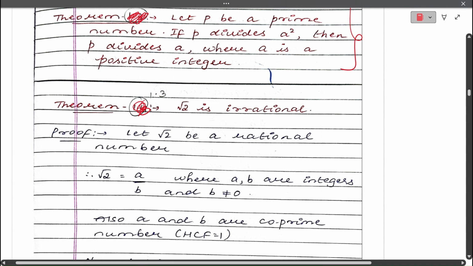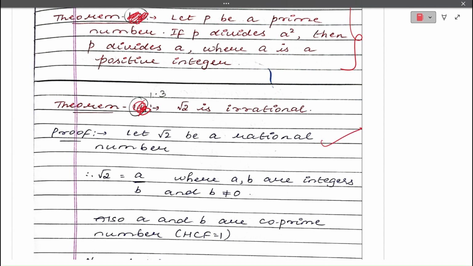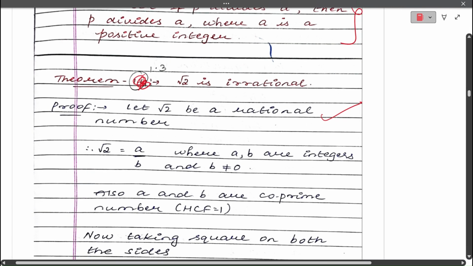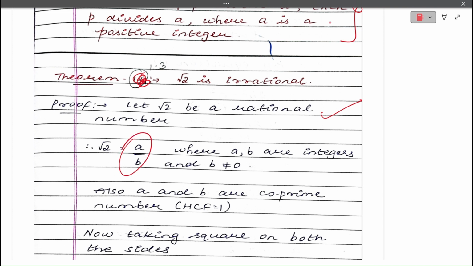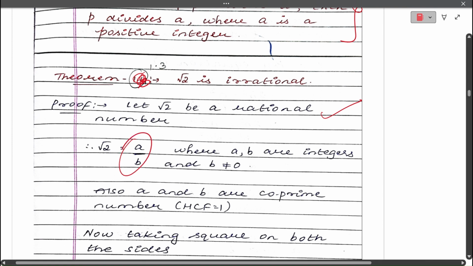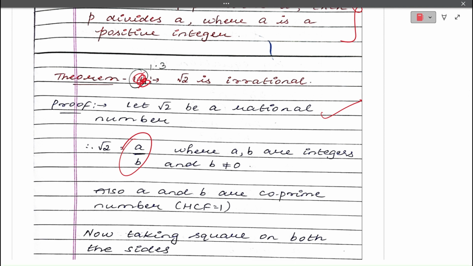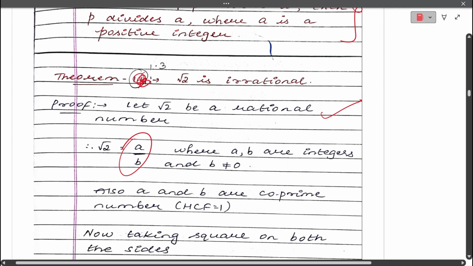Okay, so let root 2 be a rational number. If root 2 is a rational number, it can be expressed in the fractional form, that is a by b form, where a and b are integers and b is not equal to 0. That is, your denominator is not equal to 0. Also, a and b are co-prime numbers. What do I mean by co-prime numbers? a and b have their HCF as 1. That is what I mean by co-prime numbers.